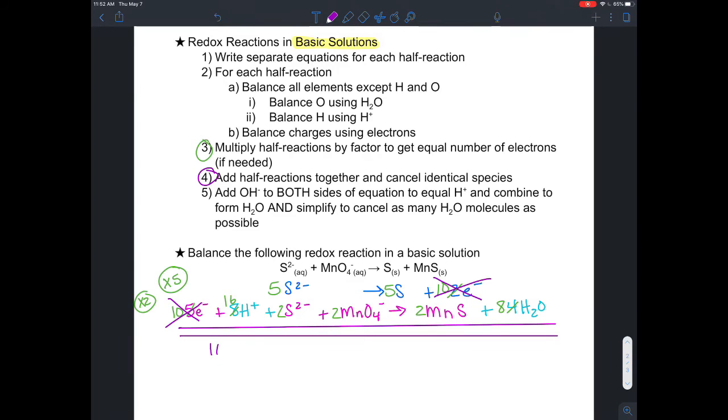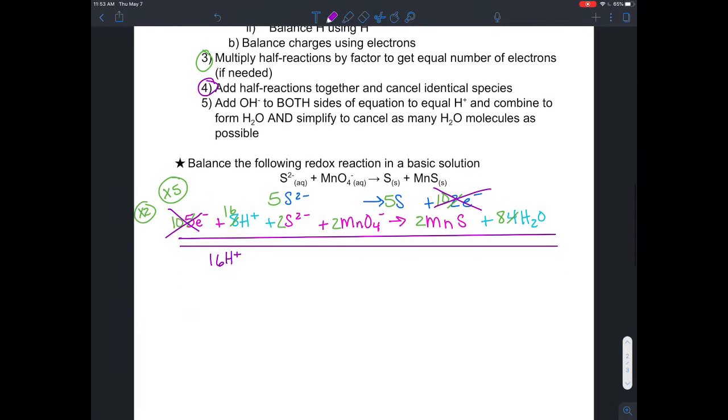And so we're going to have 16 hydrogens. And we have 5 plus another 2 of the sulfur ions, and so that's going to give us a total of 7 S2 minus, plus our 2 permanganates, MnO4 minus. And then on the other side, we have 5 sulfurs, and we have 2 MnS. And so we see that we have a total of 7 sulfurs on both sides. We want to double check that as we go through. And then 8 H2Os.